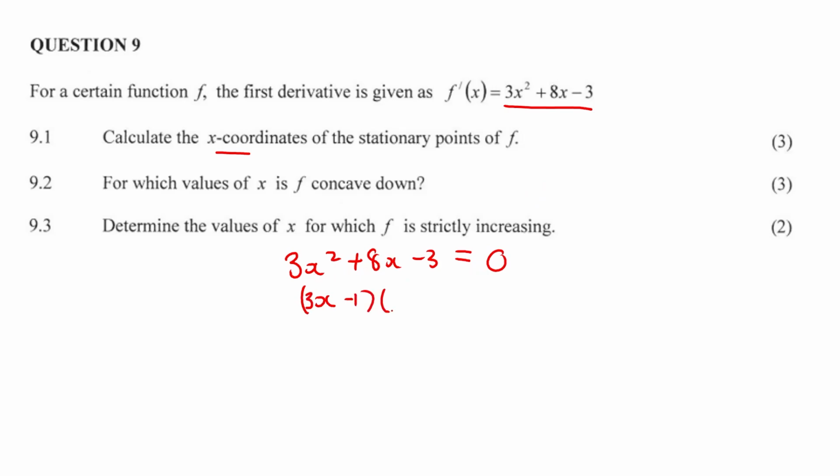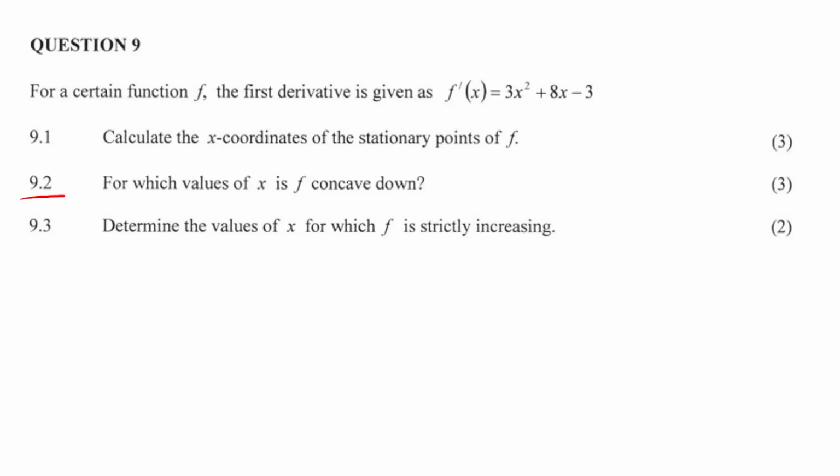It's going to be 3x minus 1 in the first bracket and x plus 3 in the second is equal to 0. Therefore, x is equal to a third. Alternatively, x is equal to negative 3. And that's it for question 9.1. Sorted. 9.2, for which values of x is f concave down?